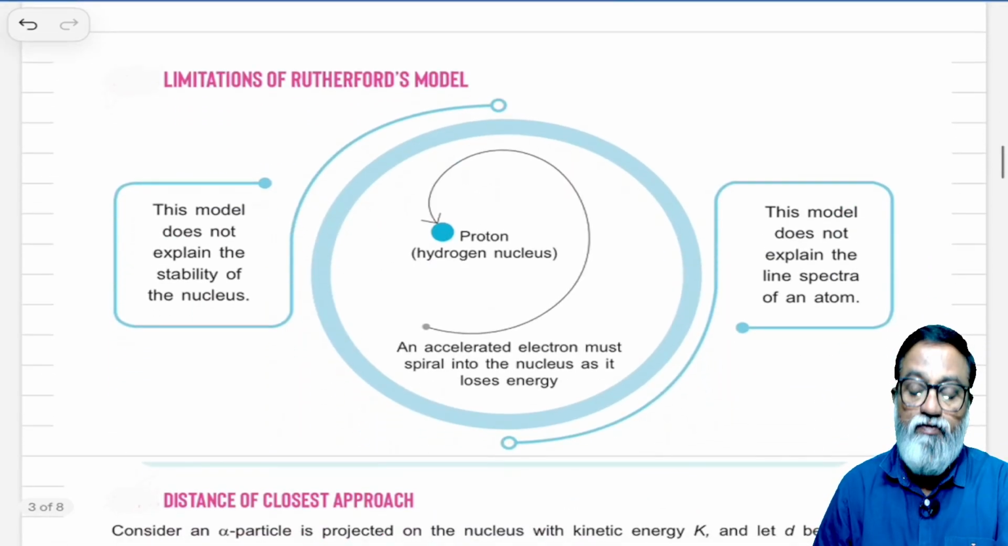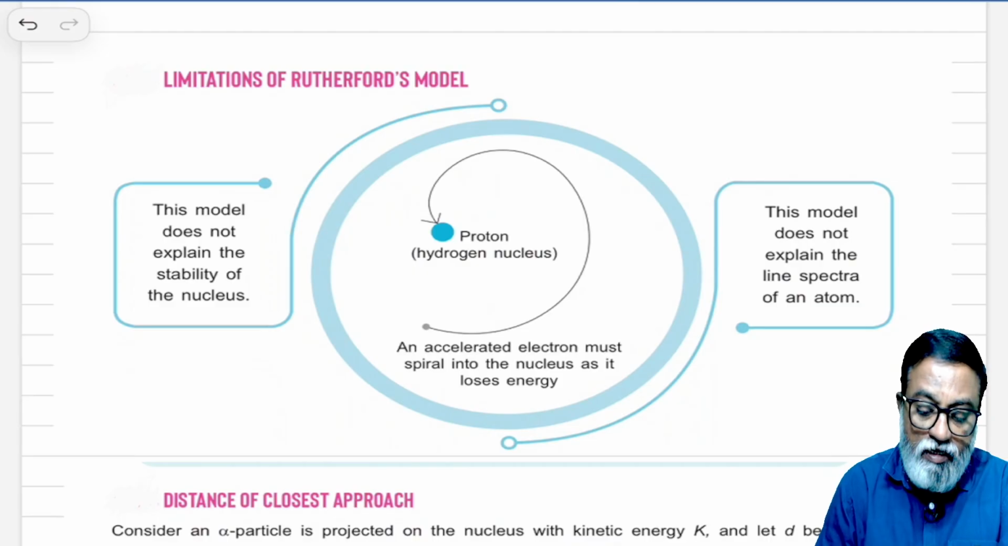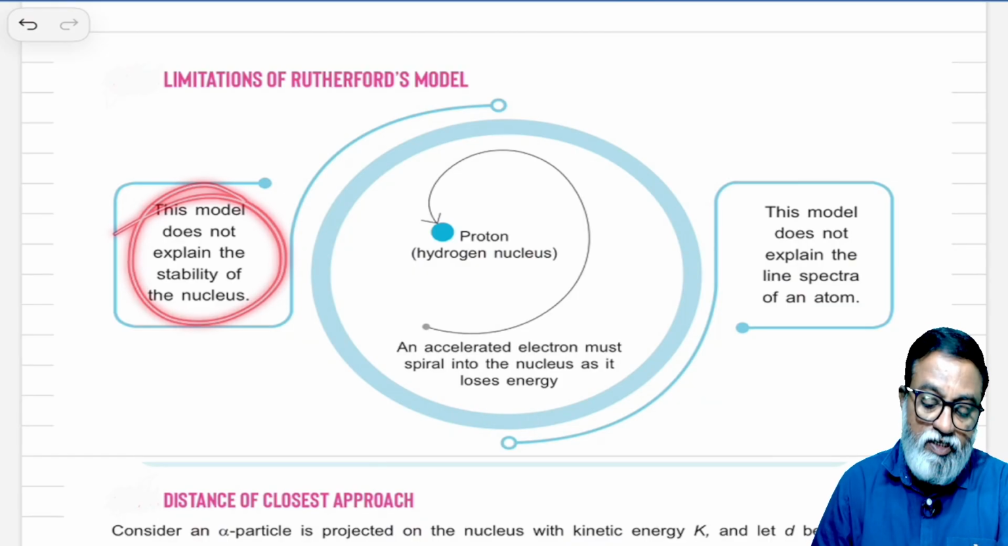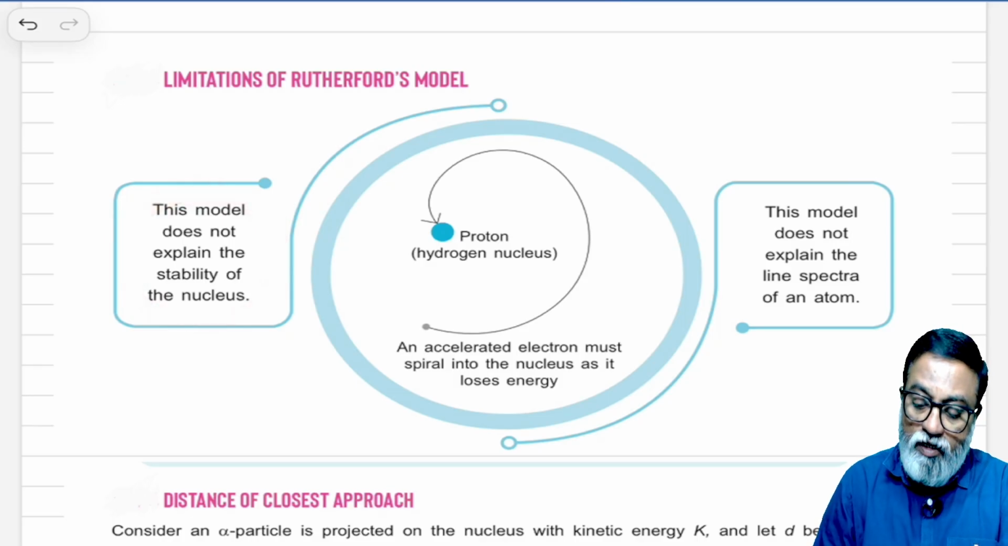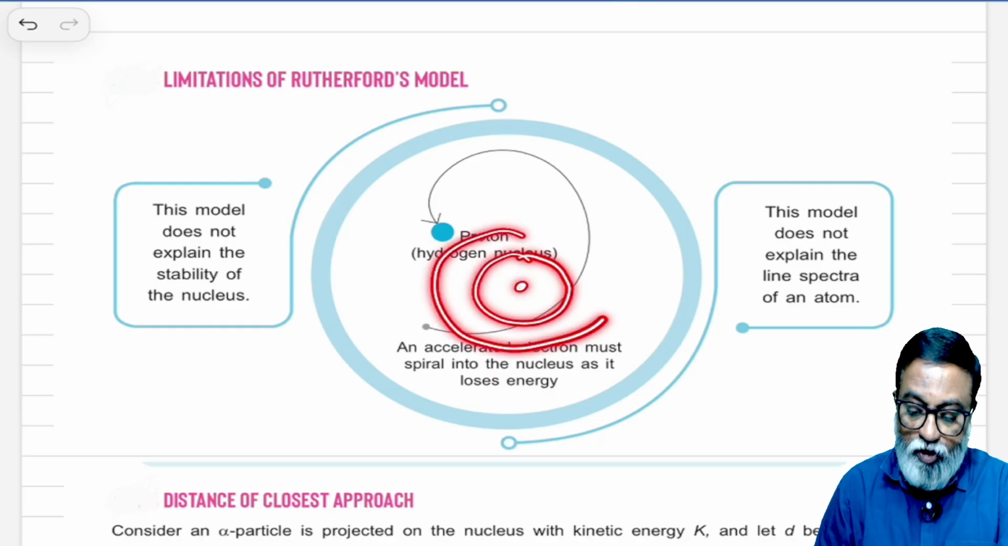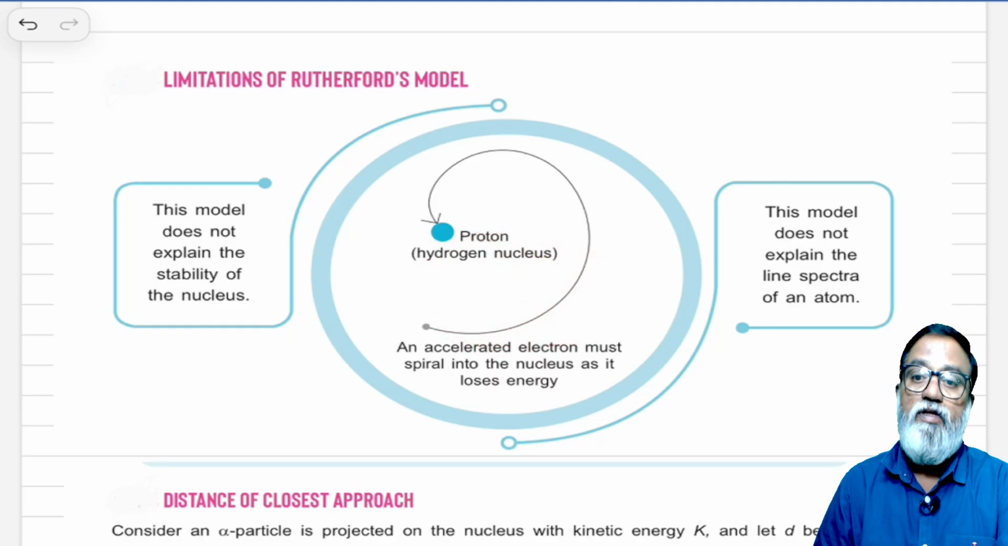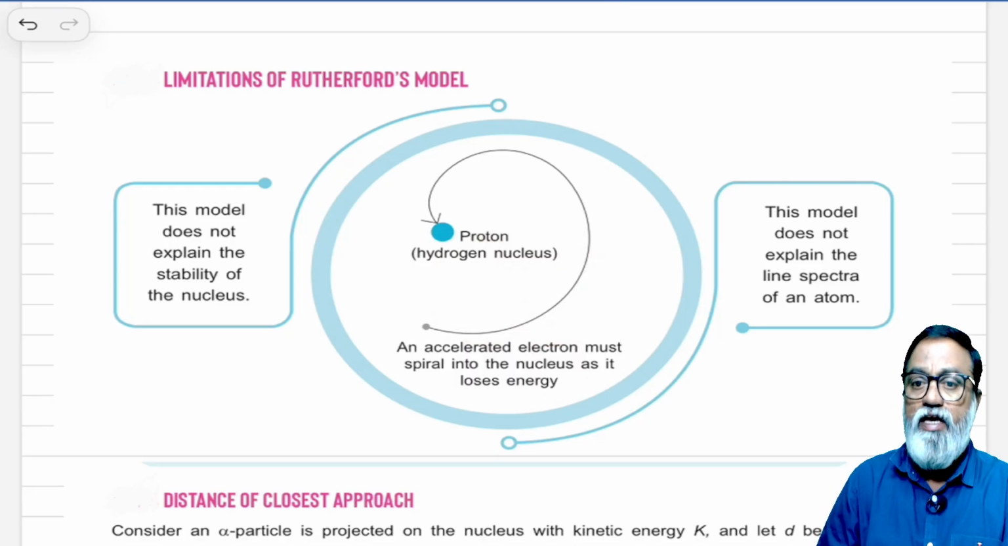Here are the limitations of the Rutherford model, meaning the failures. One: this model does not explain the stability of the atom. Here, this is the nucleus. Electrons are revolving around the nucleus in a circular path. Any particle moving in a circular path is in accelerated motion. If a charged particle is accelerating, it emits radiation, meaning it emits energy. Therefore, it continuously emits energy.